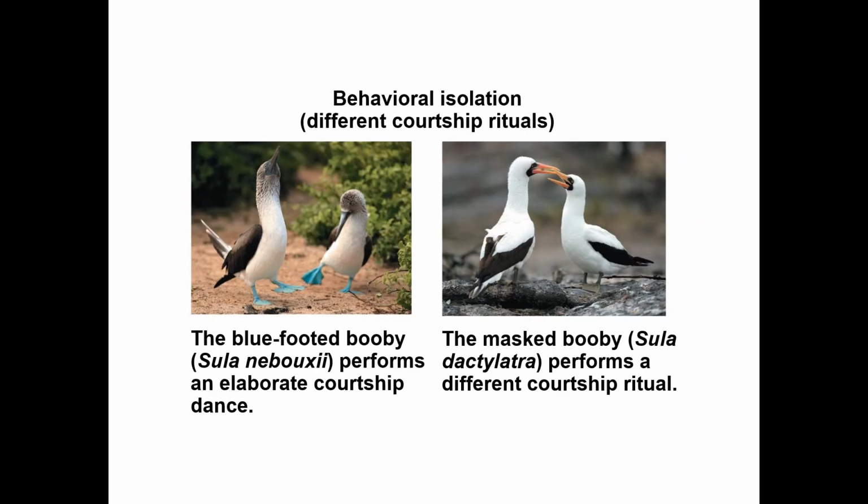Another example is behavioral isolation. This happens when different organisms have different courtship rituals. Examples are things like blue-footed boobies and masked boobies. The blue-footed booby does a dance involving its feet, and the masked booby does a dance involving its bill. If the male does the wrong dance for the wrong female, she won't be interested in him at all.